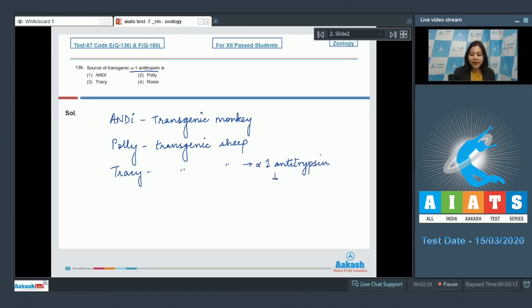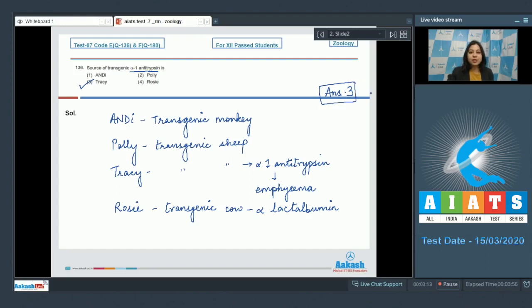Alpha-1 antitrypsin has been employed in treating emphysema, whereas Rosie is the first transgenic cow that produced alpha-lactalbumin. That is human protein enriched milk. So the correct answer here for the source of alpha-1 antitrypsin is Tracy. So the correct answer becomes option number 3.